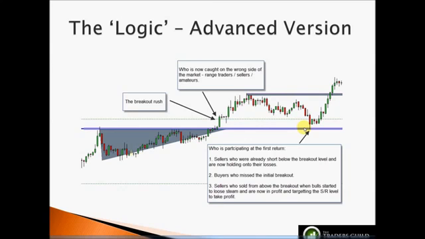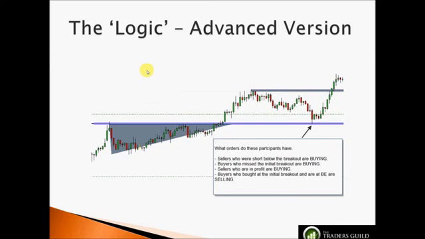Next you need to think about what type of order flow do they represent, okay. Sellers who were short and are caught on the wrong side of the market are going to be buying. They'll be taking profit and therefore they're going to be buying, okay. Buyers who missed the initial breakout are going to be buying, obviously. Sellers who are in profit and looking to take profit are going to be buying, okay.